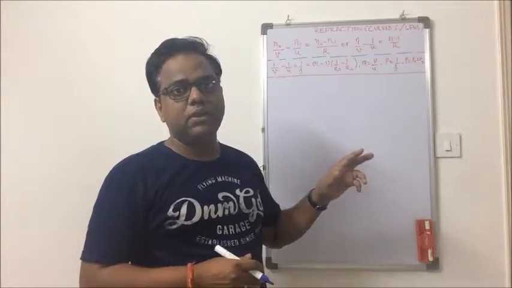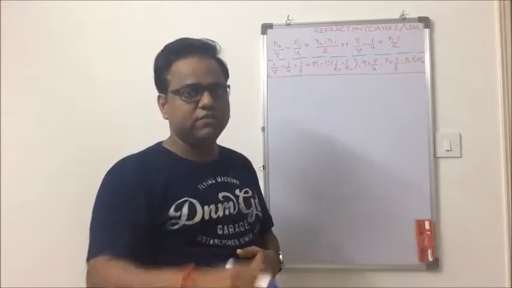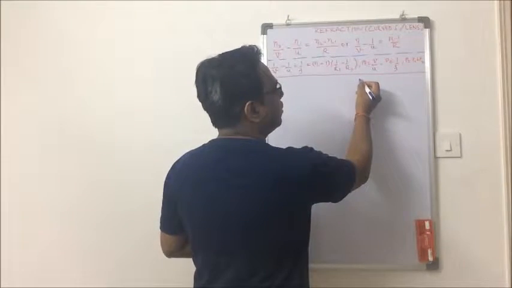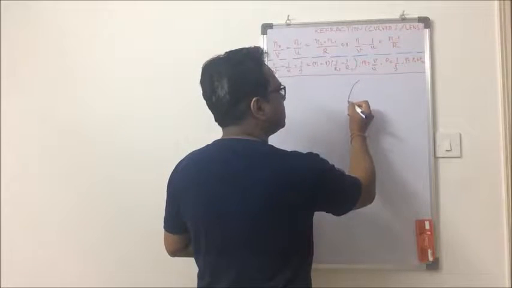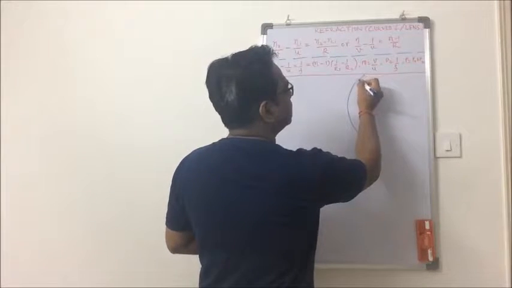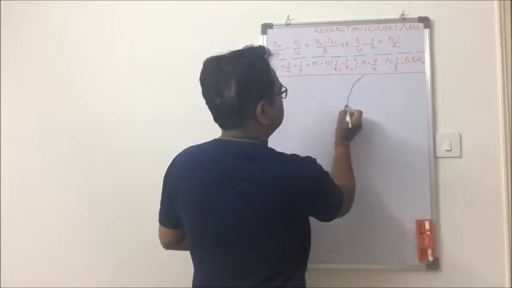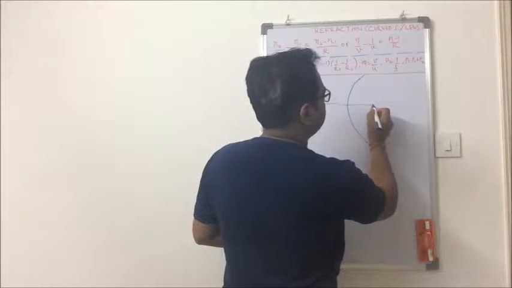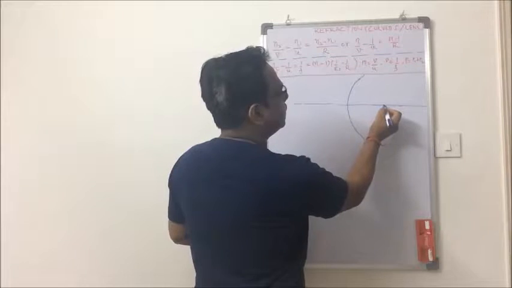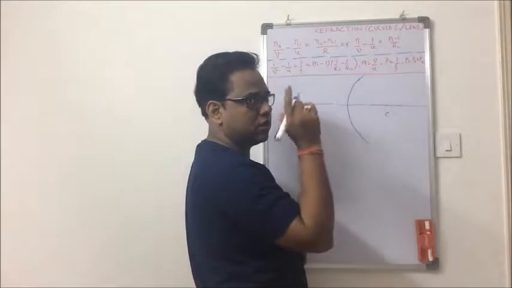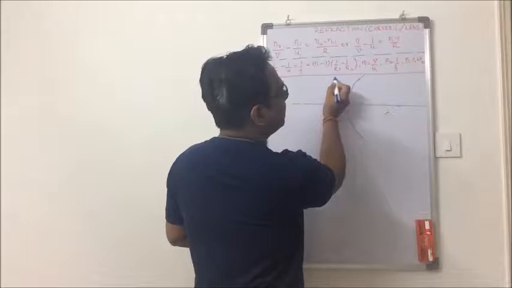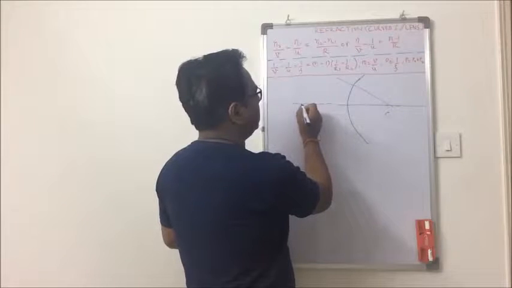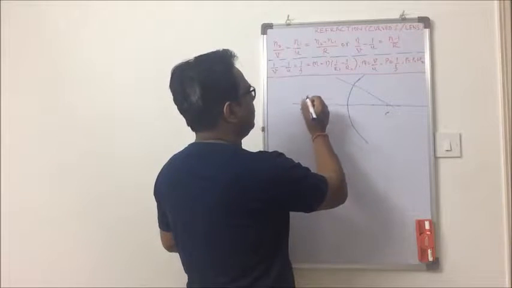So we will take the example of a point object and a curved surface. Okay. So let's take a curved surface which is like a convex. Something like this. This is your P. Alright. This is your C. And this is your normal. Alright. This is point object O.